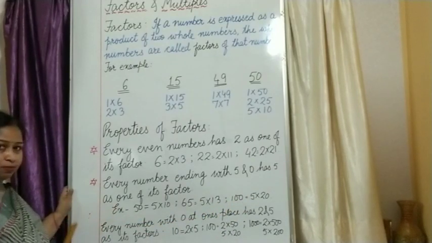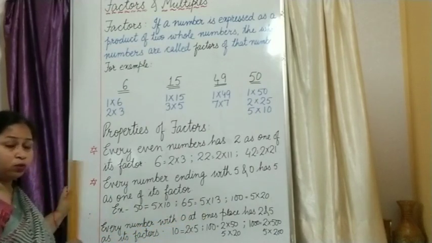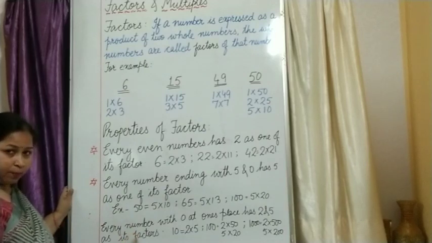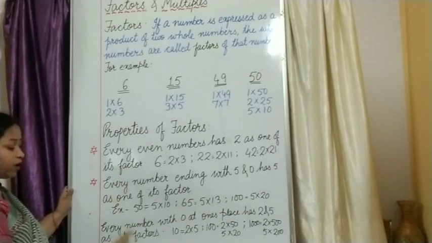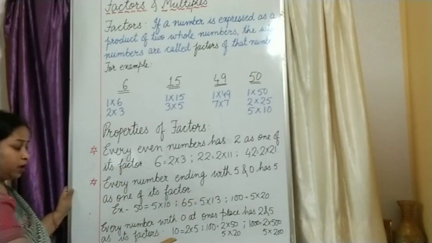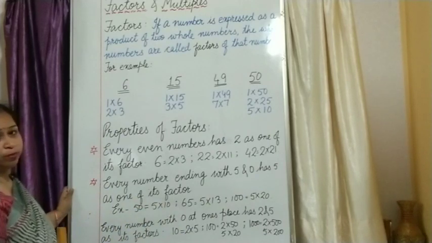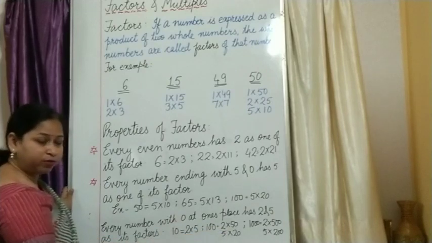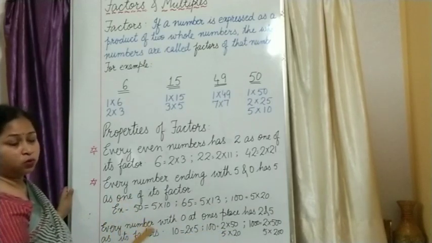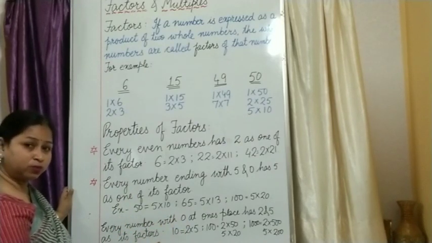Okay. Then the last property: every number with 0 at one's place, only 0, children. Every number, if it ends with 0 at one's place, has 2 and 5 as its factors. How? If you have a number 10, what are the factors? 2 and 5. 2 fives are 10, isn't it? So 2 and 5 both will be the factors for 10. 100, you can have various factors as 2 multiplied by 50 or 5 multiplied by 20. So here again we see that 2 and 5 are the factors for 100 because 100 ends with a 0.